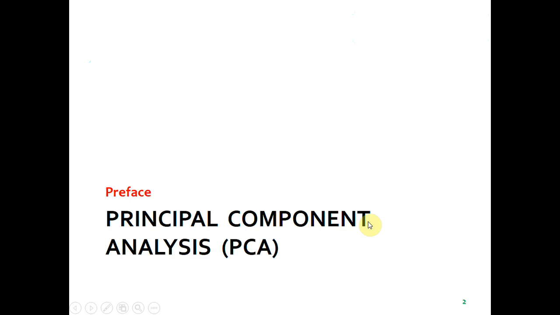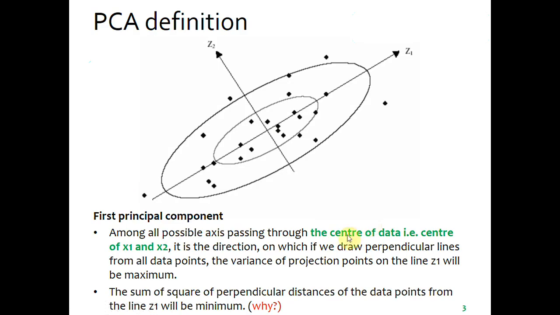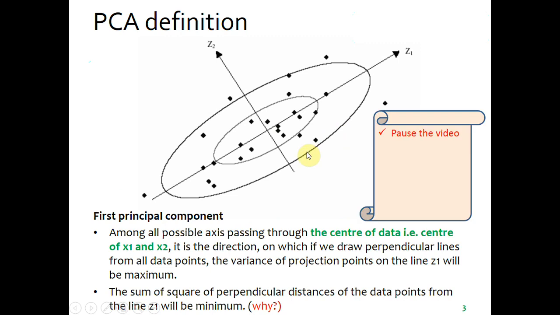So if you look at the formal definition of PCA, it says that the variance of projection points in the direction Z1 is going to be maximum, and the sum of square of perpendicular distance of these points are going to be minimum. I will suggest you to pause this video, take a look. Do you understand it? If not, don't worry. The promise is that in next probably 10 minutes you will understand every word of what is written here. So now let's start the journey.